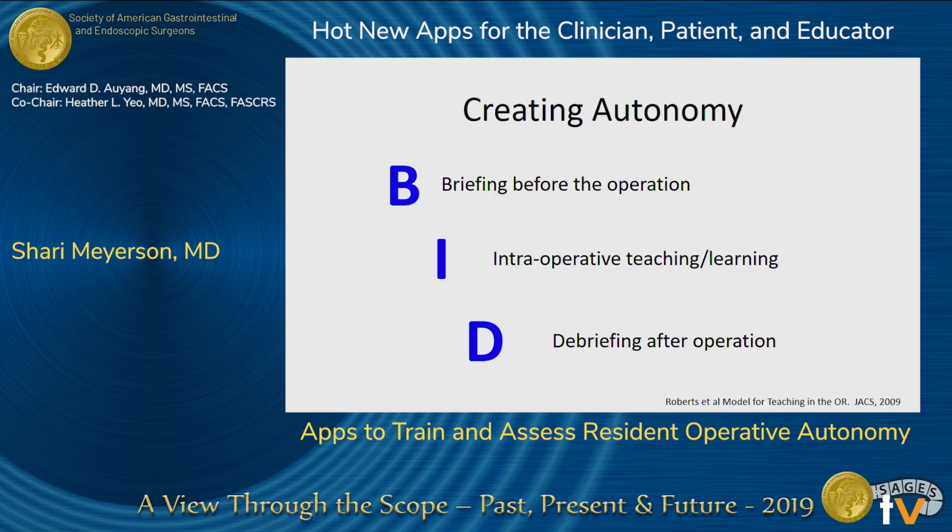So how can we then use these apps to make that switch, to take the autonomy we've measured and actually create more with it? There's a couple of different models out there. This is my favorite to work with because it's simple. There's really 3 parts to thinking about how to create autonomy. What do you need to do before you get in the operating room? What do you need to do in the operating room? And what do you need to do after the case is over?